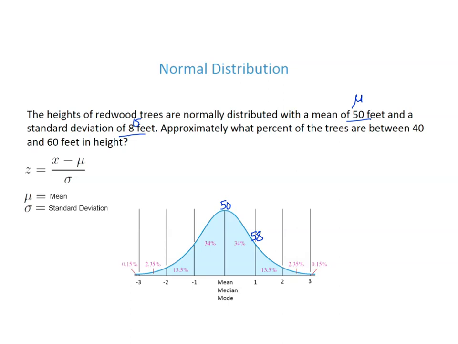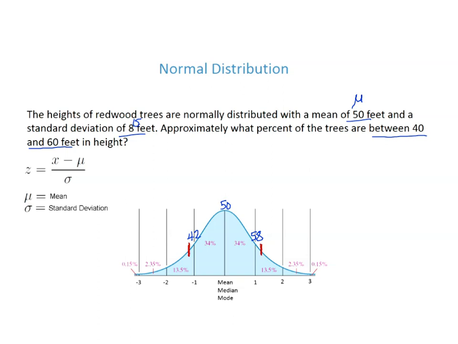And then I'm going to go down 8 to 42. For this question, it's asking me approximately what percent of trees are between 40 and 60 feet in height. So according to my approximation down here, 40 would be somewhere around here, and 60 would be somewhere around here.